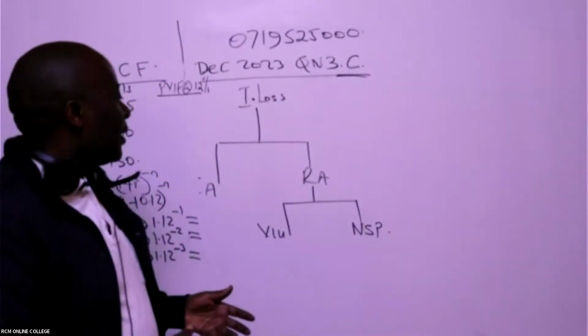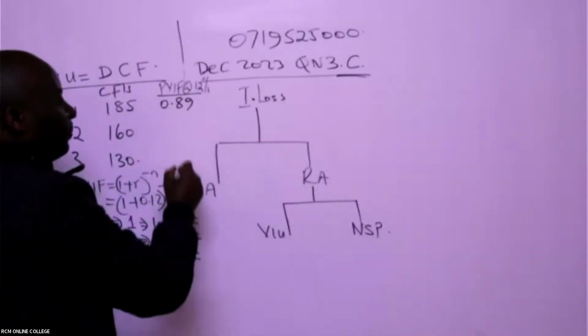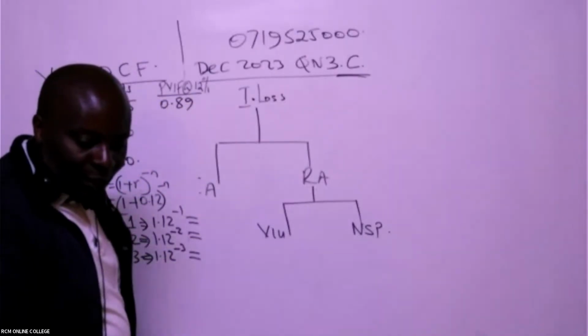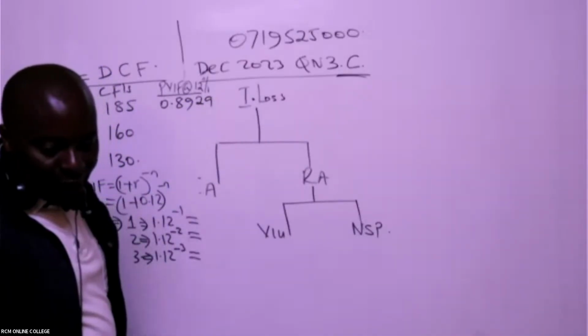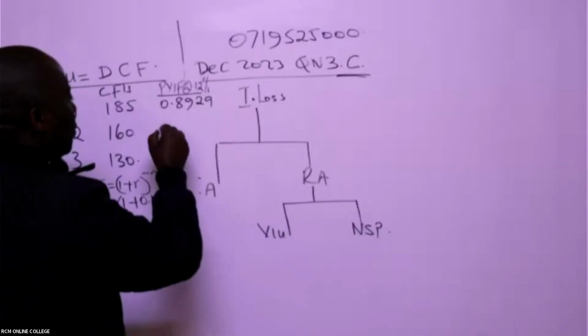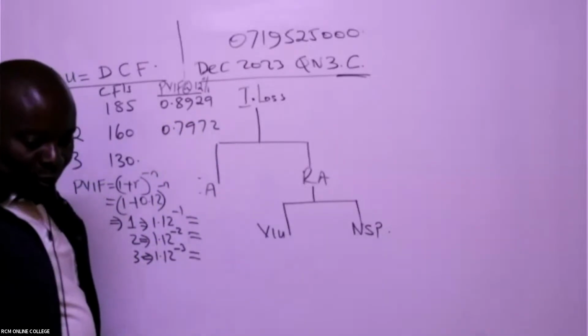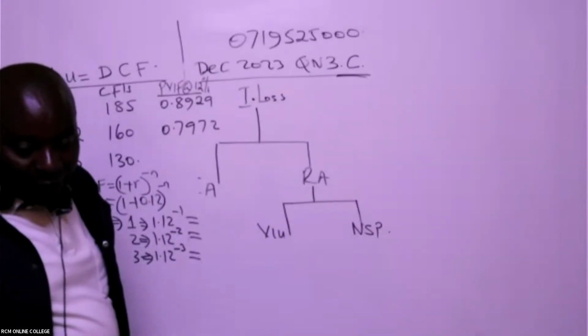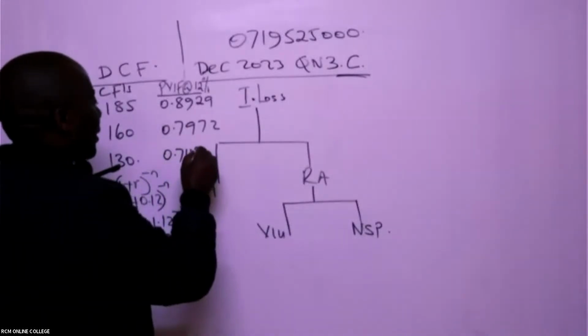So the first one I'm being given here is 0.8929, then 0.7972, and then lastly we have 0.7118.